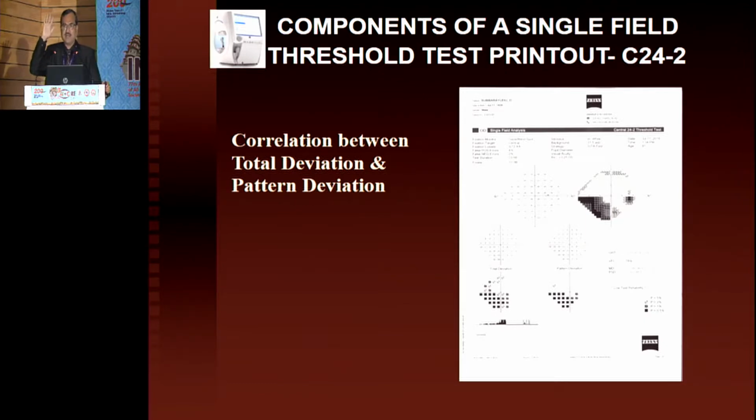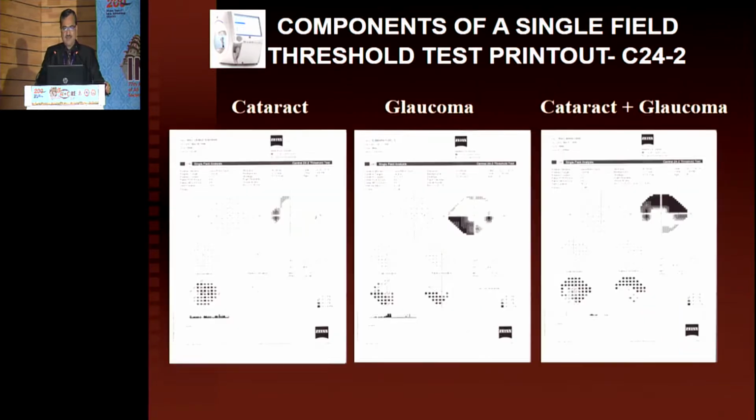In the total deviation plot, the total depression, the total suppression of sensitivity, is shown. Whatever the diffuse component of suppression, it can be nebula, flare, lenticular sclerosis, vitreous degenerations, chorioretinal degeneration, when you remove that, what stands out is the pattern deviation probability plot, and the real focal glaucomatous defect is seen in the pattern deviation plot.